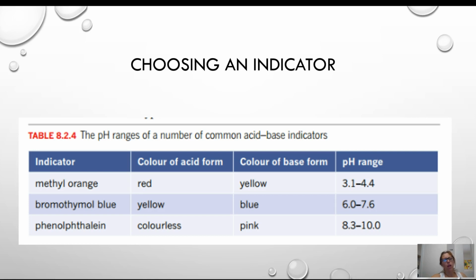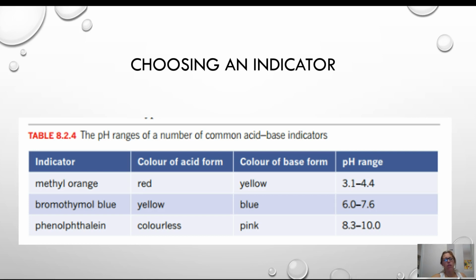But then we've got a strong base reacting with a weak acid. We're going to have probably an excess of those hydroxide ions, and again the equivalence point and endpoint are probably going to fall in and around that 8.3 to 10 range, in which case we'll choose the phenolphthalein.